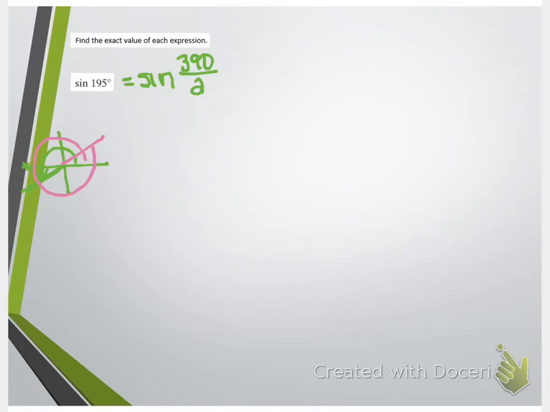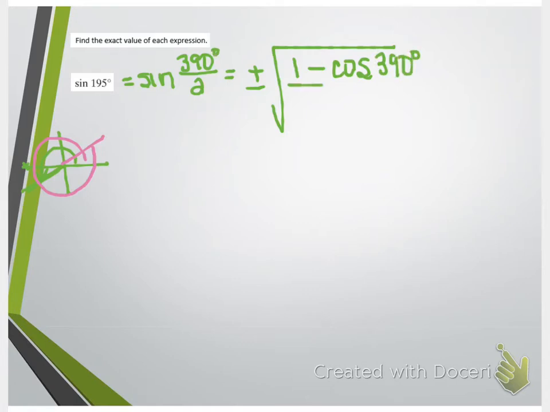Now I've got to use my formula, and that's the one with the square root. So, plus or minus the square root. What is it? It's 1 minus cosine of 390, and I should be putting my degree symbol, over 2.